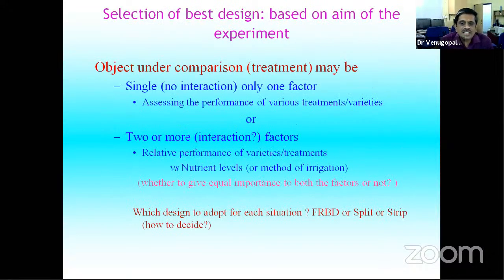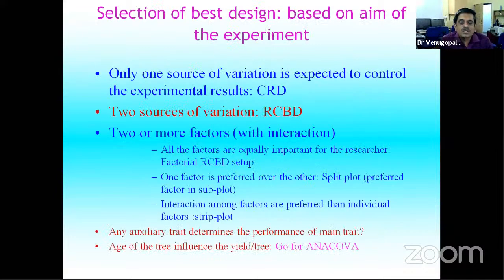In the design of experiments, we may have a single factor, only one factor, or we may have two factors, say relative performance of different varieties versus nutrient levels or different methods of irrigation. The point to ponder is whether we want to give equal importance to both factors. If not, which particular design do we need to use? Let us see. For only one source of variation in a controlled experiment, we go for CRD. When there are two sources of variation, we go for RBD.